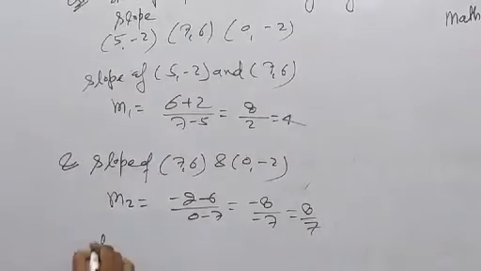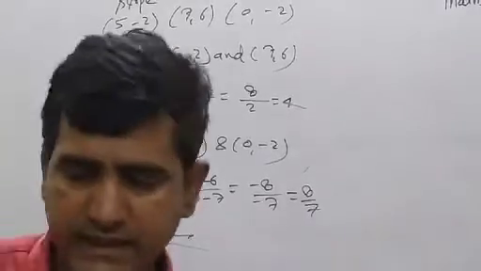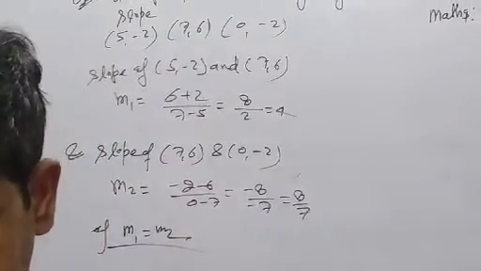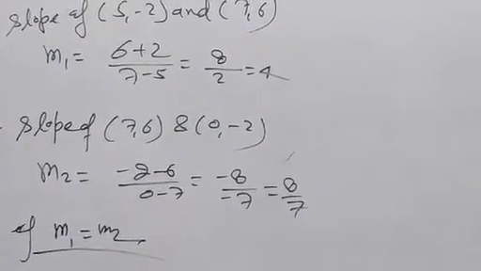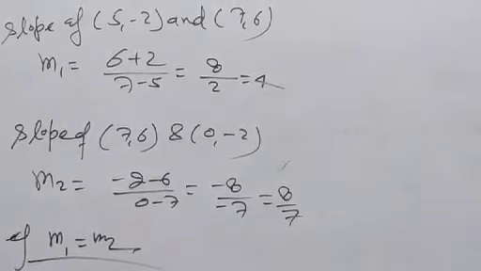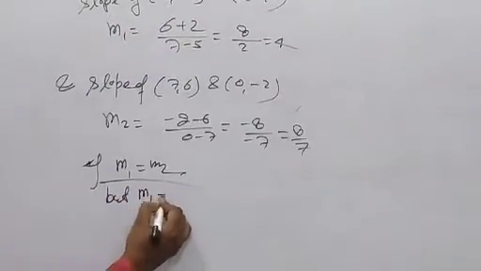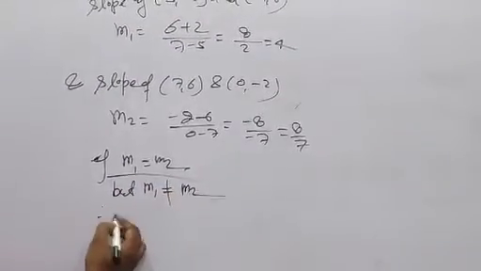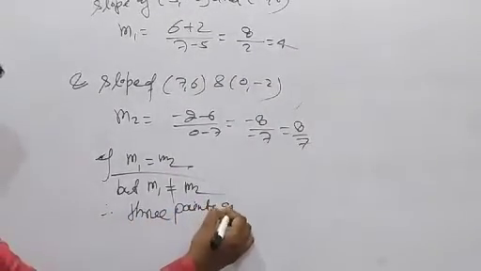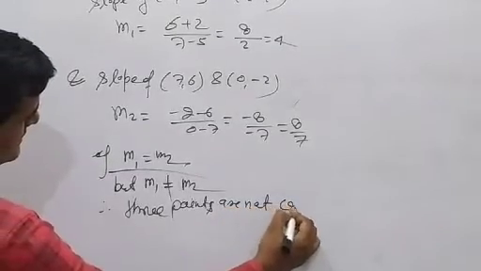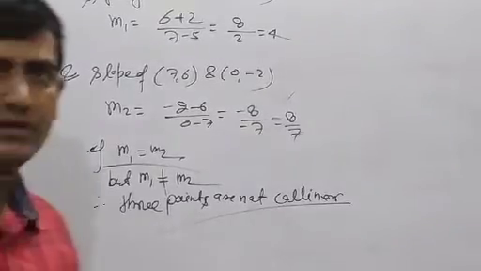If m1 is equal to m2, then we can say that the points are collinear. Otherwise, points are not collinear. Understood? If the slopes are equal, the points are collinear, but here m1 is not equal to m2. Therefore, the 3 points are not collinear. Any doubt? No? Very good.